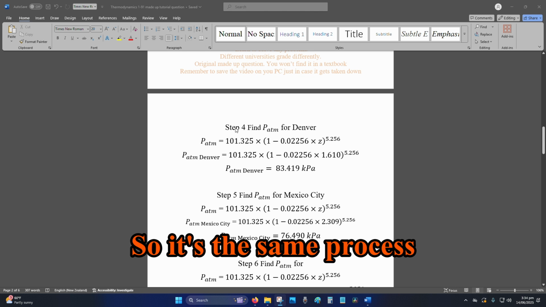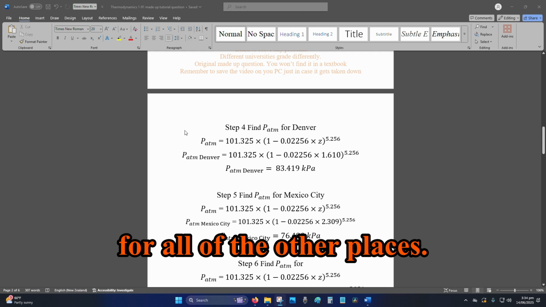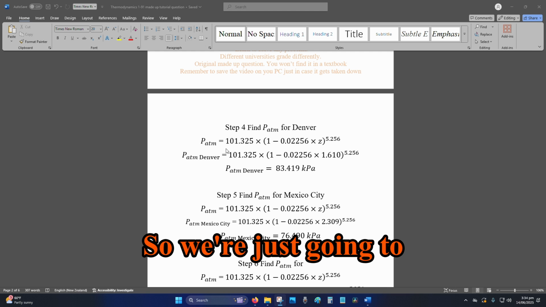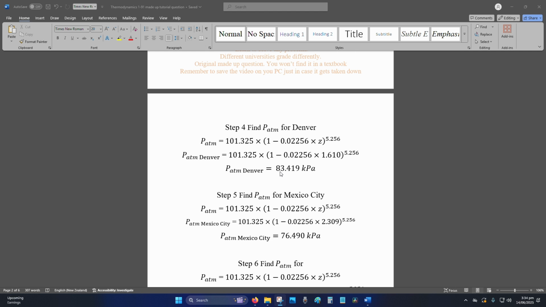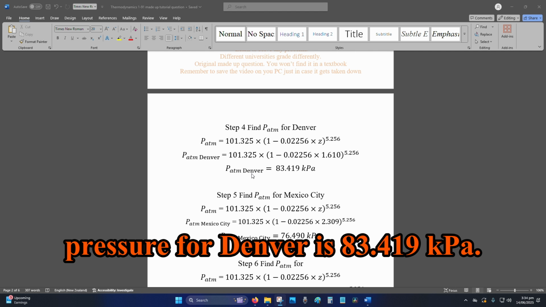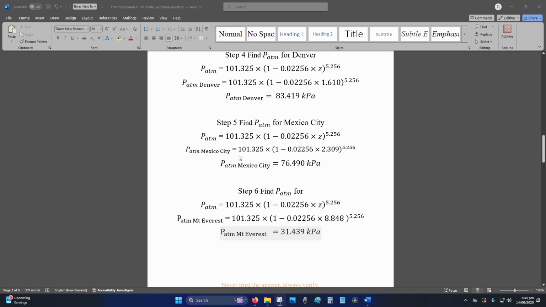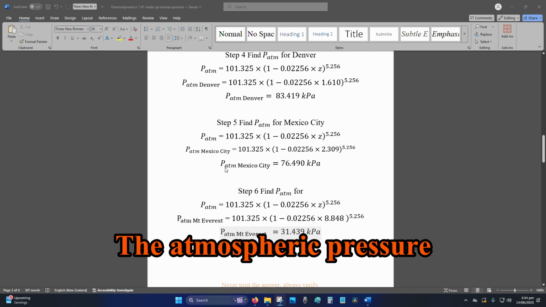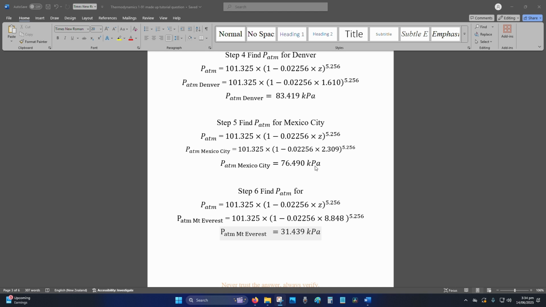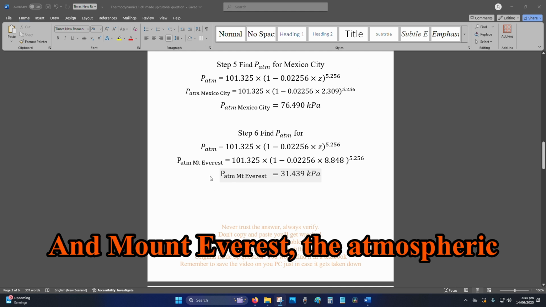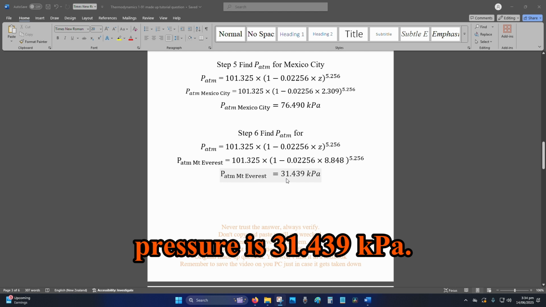So it's the same process for all of the other places. So we're just going to plug in the elevation. Make sure you divide by 1,000. So the atmospheric pressure for Denver is 83.419 kPa. The atmospheric pressure for Mexico City is 76.49 kPa. And Mount Everest, the atmospheric pressure is 31.439 kPa.